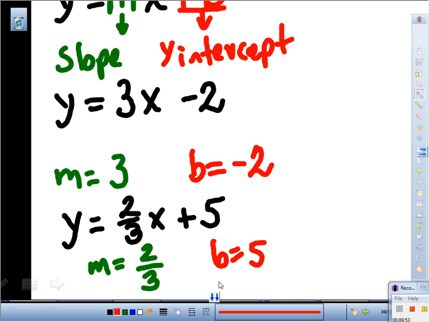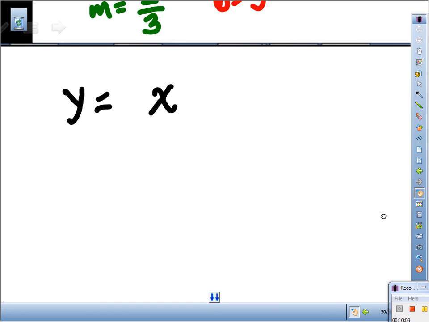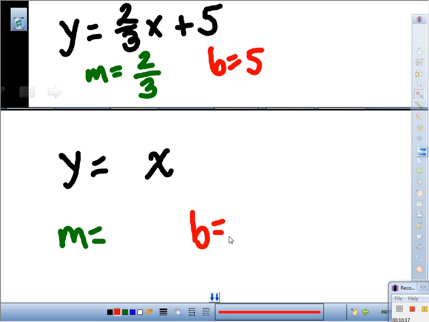Okay. Here goes a little curveball. See how you do with this next one. Ready? Y equals... Find me the slope and the y-intercept. Don't say it out loud. Let people think, please. Okay, tell your neighbor, see what they got.